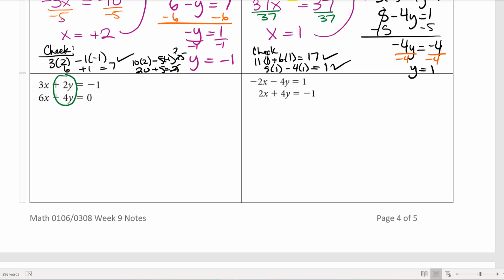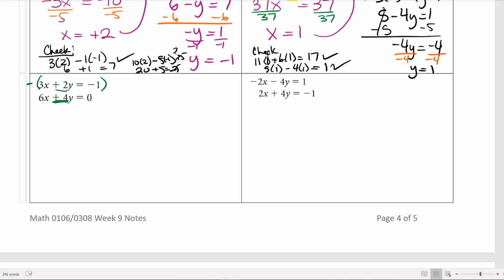The least common multiple between 2 and 4 is 4, because 4 can be divided by 2 and 4 can be divided by 4. So I want one of them to be a positive 4 and I want one of them to be a negative 4. Since this is already a positive 4, let's just multiply the first equation by something to make the 2 a negative 4. In order to make a positive into a negative, I'm going to have to multiply it by a negative.